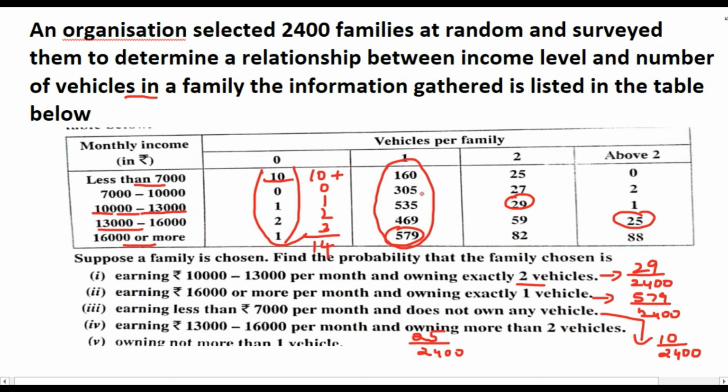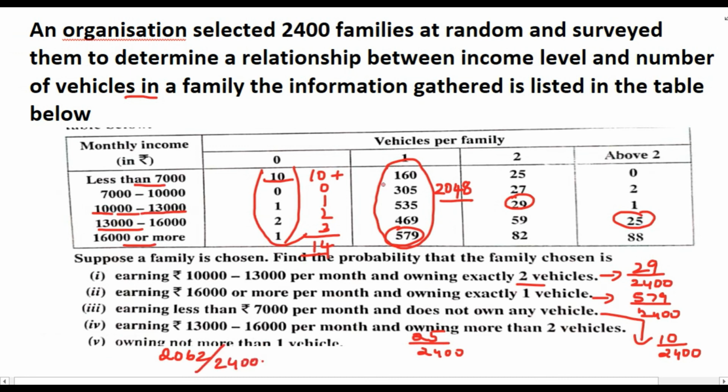So 160 plus 305 plus 535 plus 469 plus 579. When you add all these things, you have 2408. So this plus this 14 will give you 2062, and the total number of families is 2400.